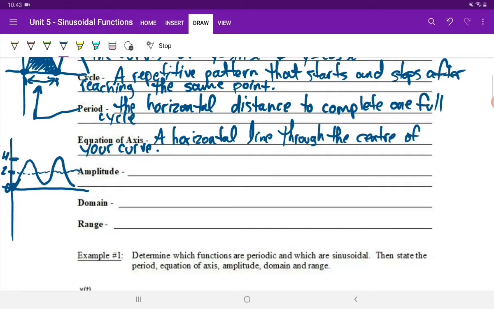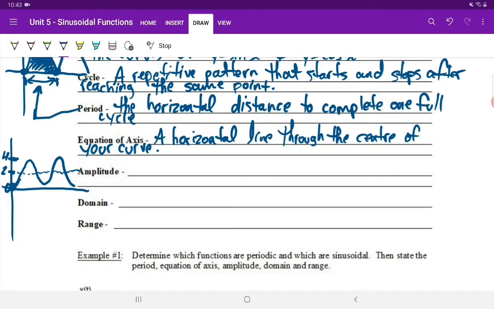So it's essentially like finding an average, right? Let's say you got a 0 on a test and you got a 4 on a test. How would you find your average? You would add the 2 marks together and then divide them by 2. And that's what the equation of axis really is. It's like your average, and you draw a horizontal line through there.